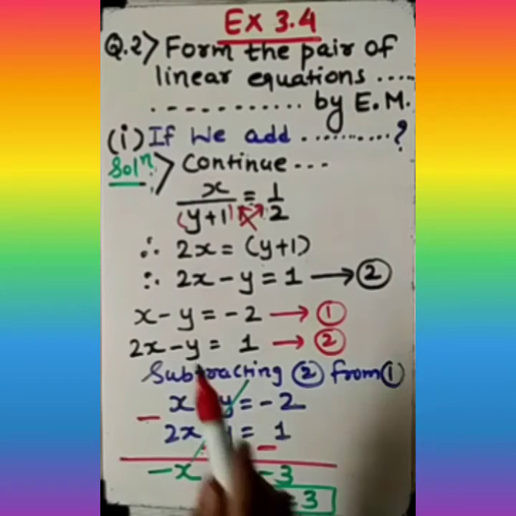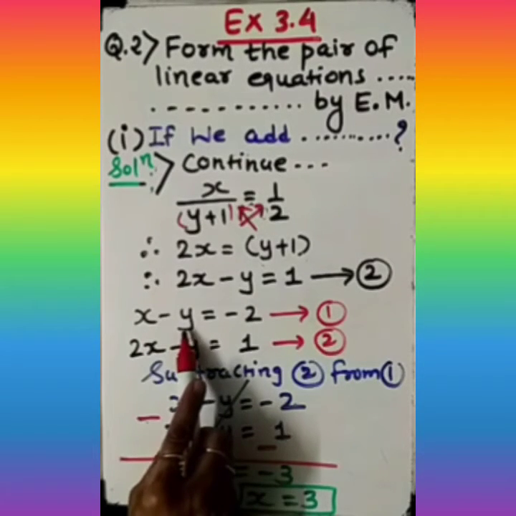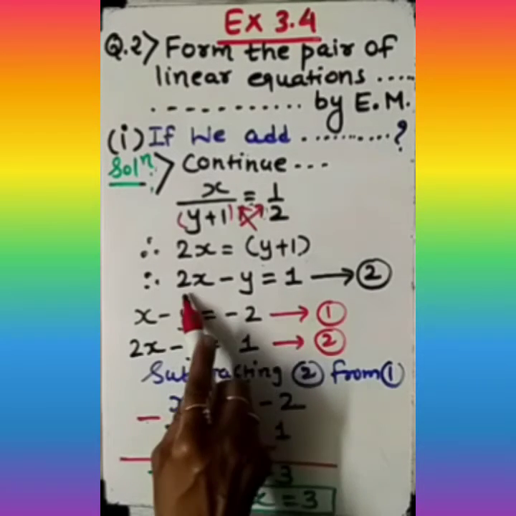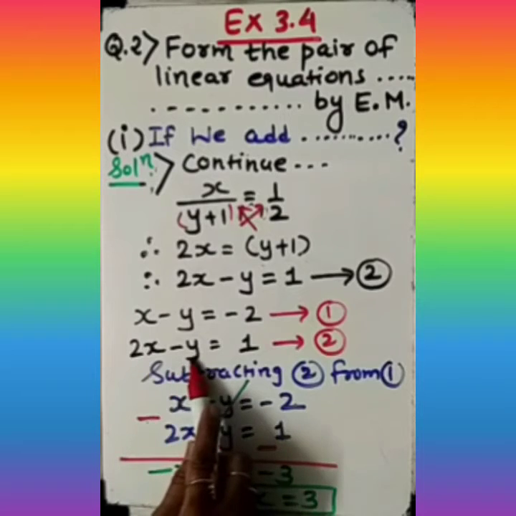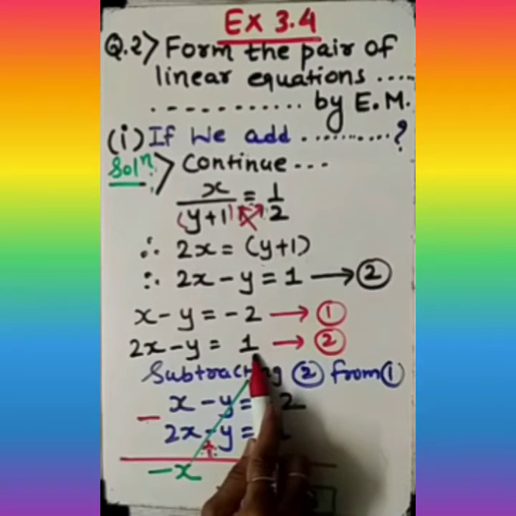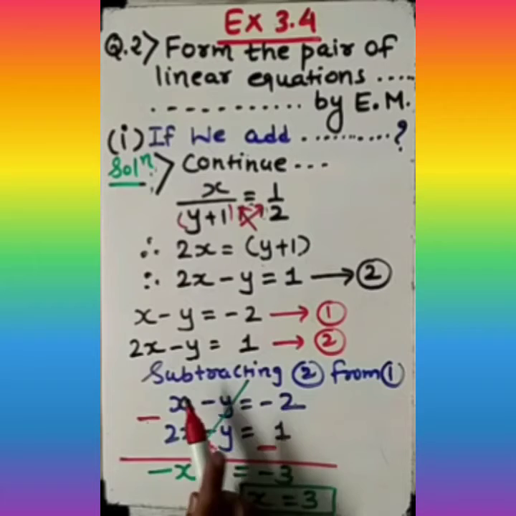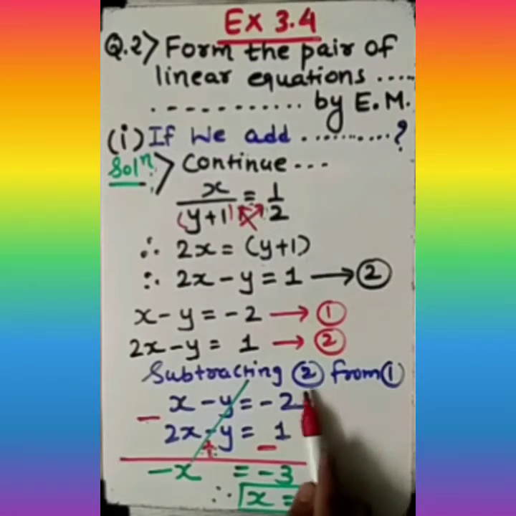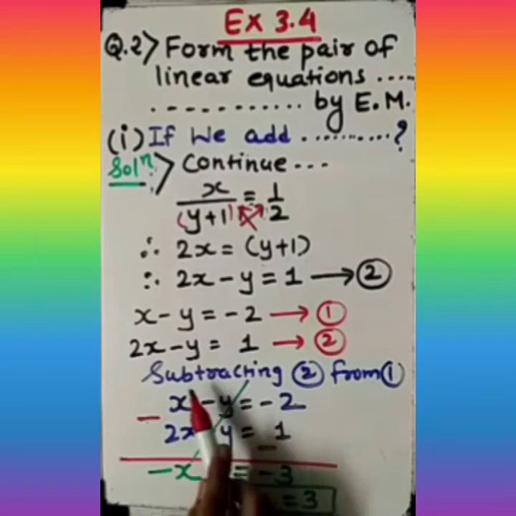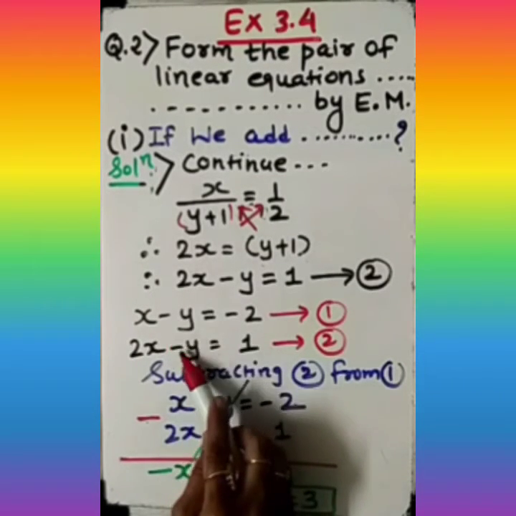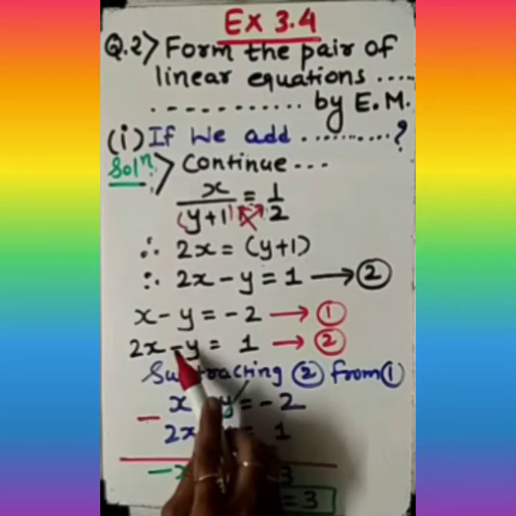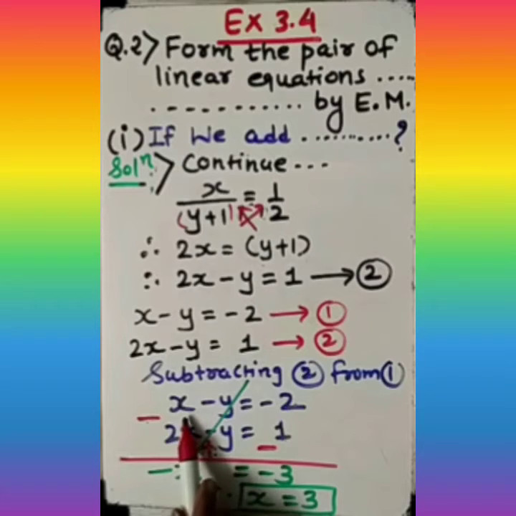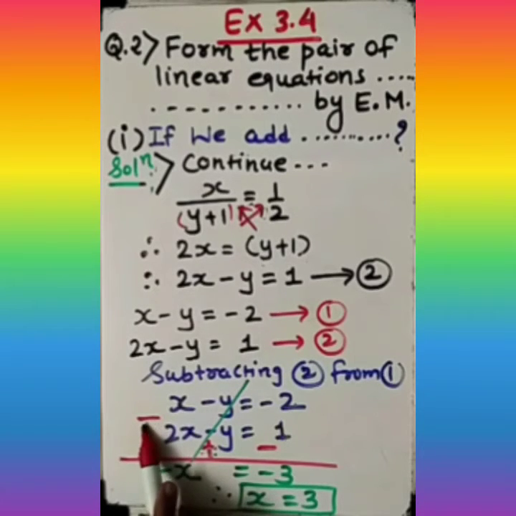Now what was our first result? Well, the first equation was x minus y equal to minus 2. And this is our second equation, 2x minus y equal to 1. Now what I am going to do is subtract 2 from 1. What is the reason behind doing so? Actually, here we need to subtract because we want to have the opposite sign here. With that intention only, we have to change the sign. That's why we are subtracting.